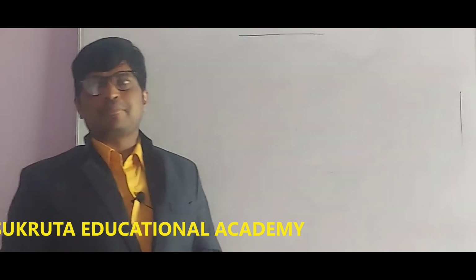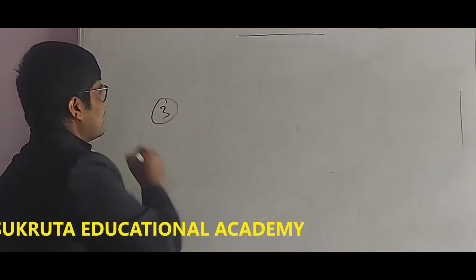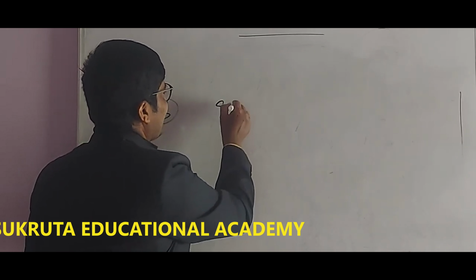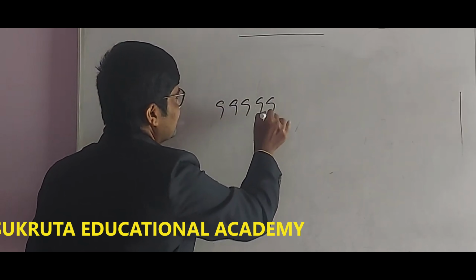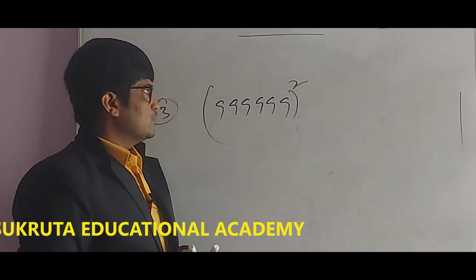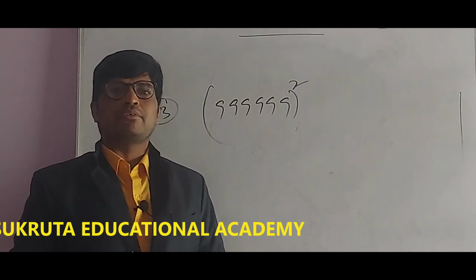Friends, this time I am taking another number, a 6 digit square: 9,99,999. In the first question we took a 4 digit number, and in the second one we took a 5 digit number.